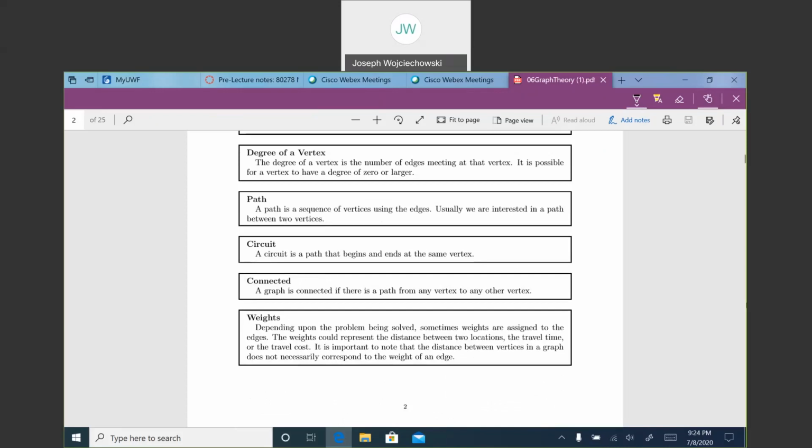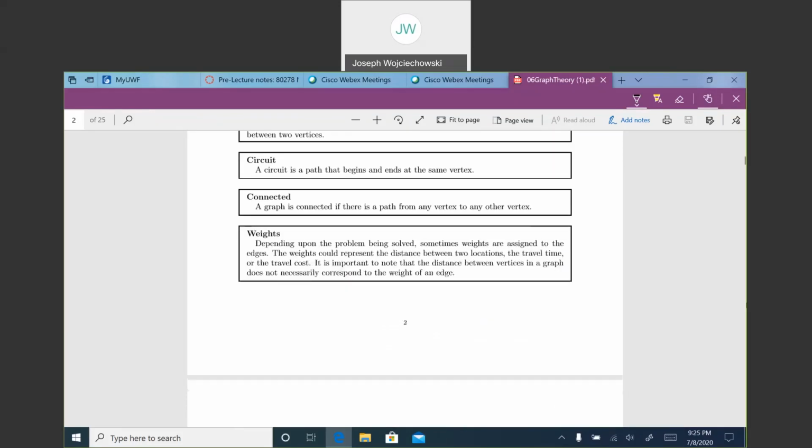The degree of a vertex, now this is important. It gets confused with degrees of an angle quite frequently. The degree of a vertex is the number of edges meeting at that vertex. It is possible for a vertex to have a degree of 0 or larger. A path is a sequence of vertices using the edges. Usually we are interested in a path between two vertices. A circuit is a path that begins and ends at the same vertex.